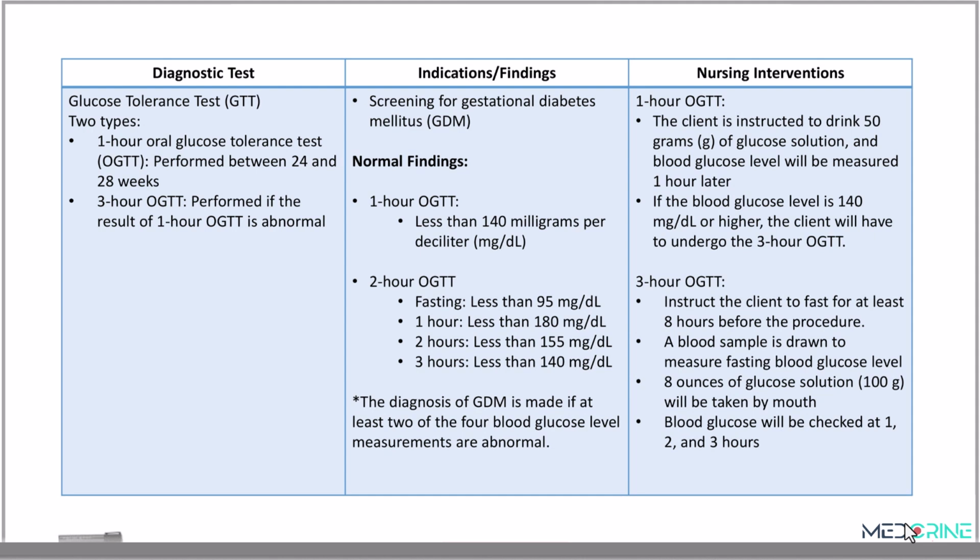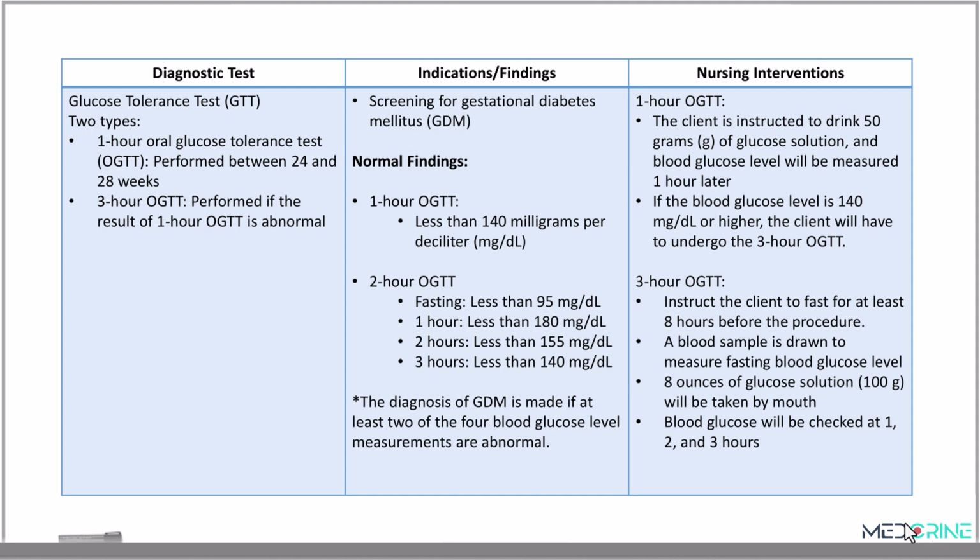What are the nursing interventions that we need to put in place when carrying out these glucose tolerance tests? During a 1-hour glucose tolerance test, a client is instructed to drink 50 grams of glucose solution, and a blood level will be measured 1 hour later. If the blood glucose level is 140 milligrams per deciliter or higher, the client will have to undergo a 3-hour oral glucose tolerance test.